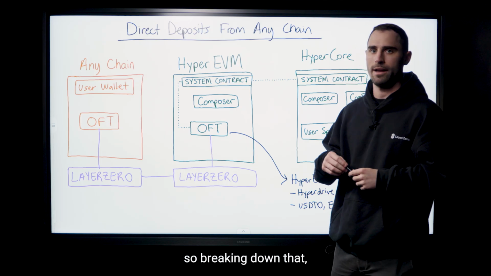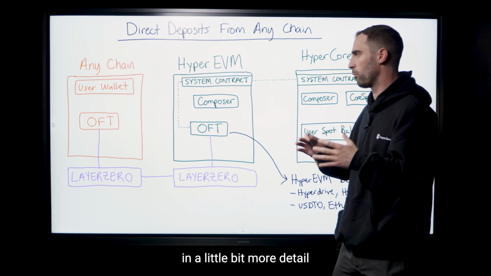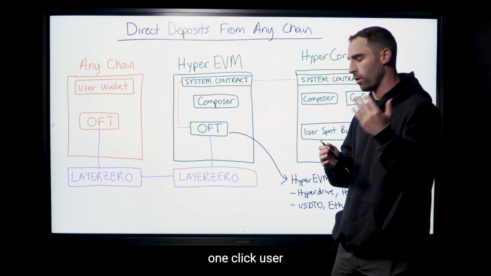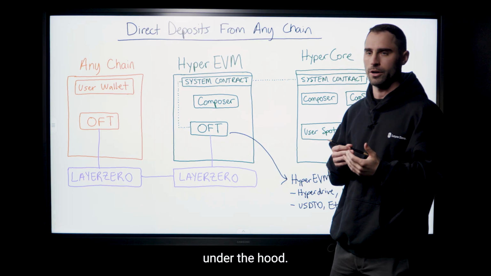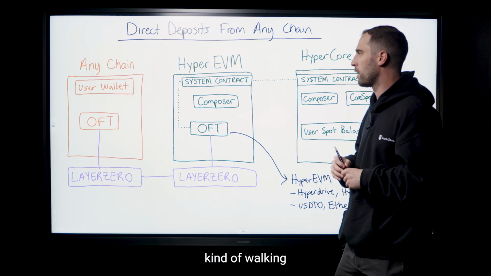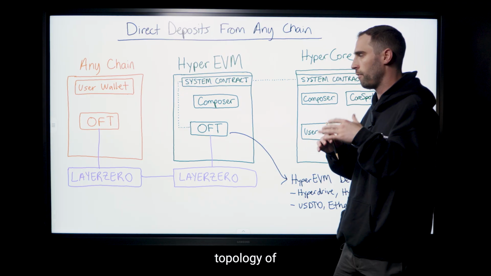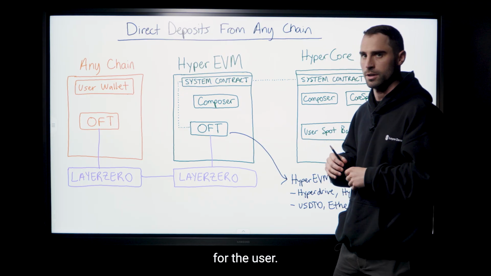So breaking down the previous slide in a little bit more detail, the super simplified one-click user experience direct to the exchange, how does that actually work under the hood? From here, I'll walk through the actual contract topology of the direct deposits and how that works for the user.